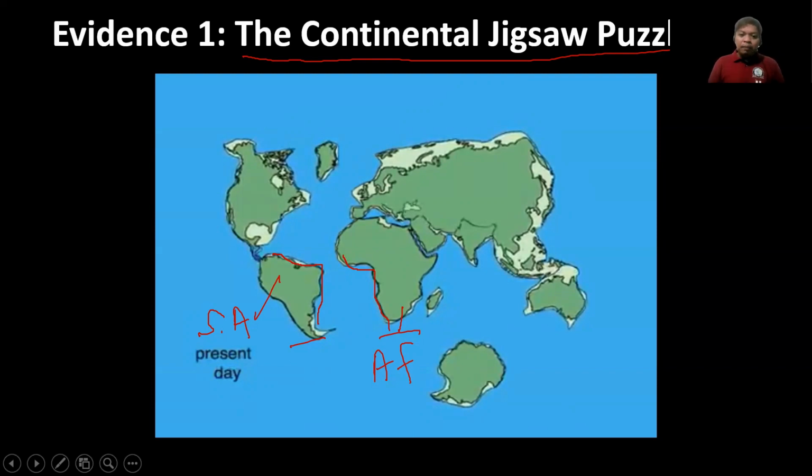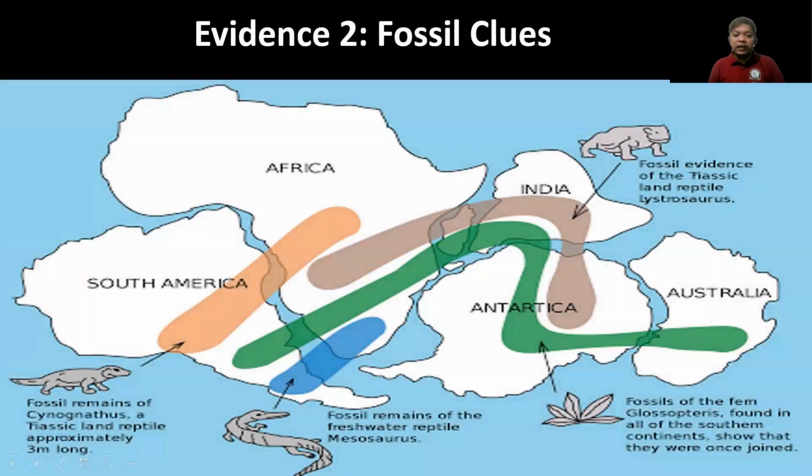Sabi niya, millions of years ago, itong mga continents na to, magkakadikit sila. But over time, sa pagdaan ng panahon, nag-drift sila, naghiwa-hiwalay sila into the 7 continents that we now know. So that's first evidence. The second evidence is fossil clues. Alright? So ano po ang meron sa fossil clues?